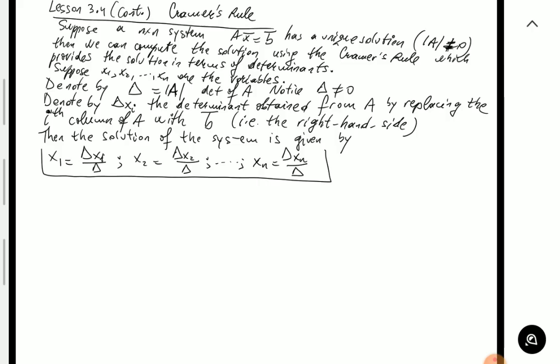All right, so let's look at the first example, and let's make a system that has a nice solution. So let's continue with the first example. x1 minus x2 equals 3, and 2x1 plus 3x2 equals 1.